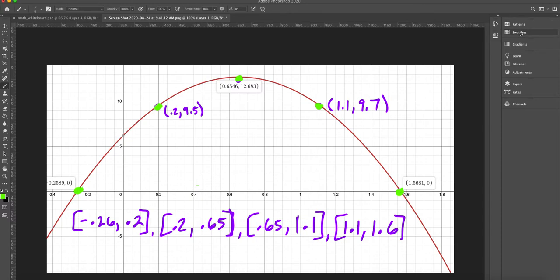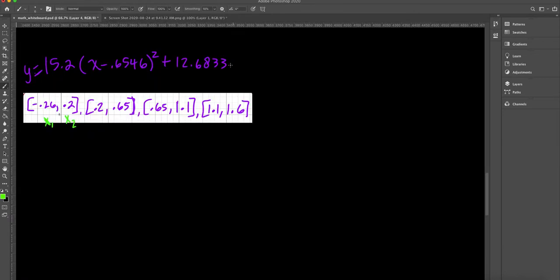It's whatever it is. Now, what I did is I went through and I wrote down the x values in between these two. So the x value right here is negative 0.2589, but I just rounded that to negative 0.26. The x value right here is 0.2. Now if I go from here to here, it's 0.2 to 0.65. Once again, I rounded. And then from here, 0.65 to 1.1, and then 1.1 to 1.6. Once again, rounding. Okay, once you have those intervals, write them next to the equation. So this is the equation for my graph. There's actually a negative sign right there.